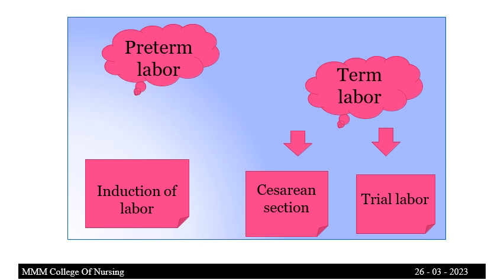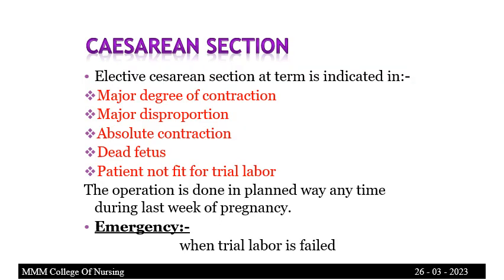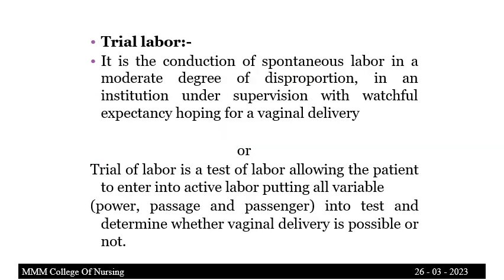So what are the indications to go directly for cesarean section? Major degree of contraction, major disproportion, absolute contraction, dead fetus, and patient not fit for trial labor. In these conditions, we can directly go for cesarean section. The emergency indication would be when the trial labor has failed.